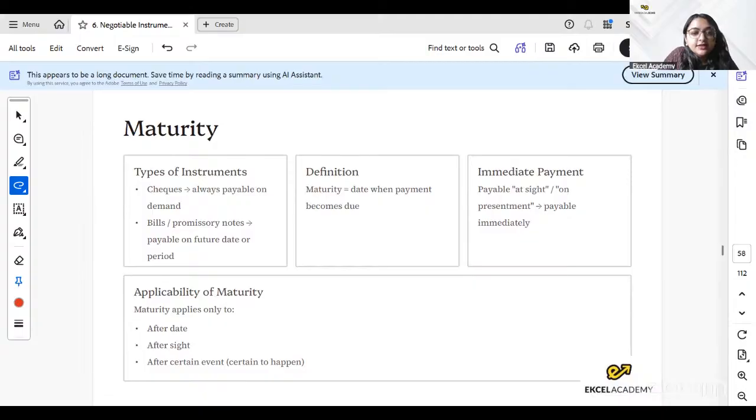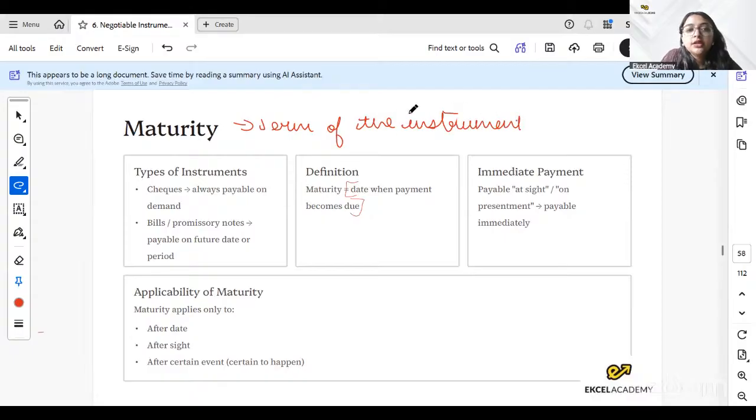All right, great. Let's proceed with understanding the next topic, that is that of maturity. Now, when we speak of maturity, let us understand based on the types of instruments that are there. So what is maturity? The maturity is the date when your payment becomes due. Maturity is basically the term of the instrument.